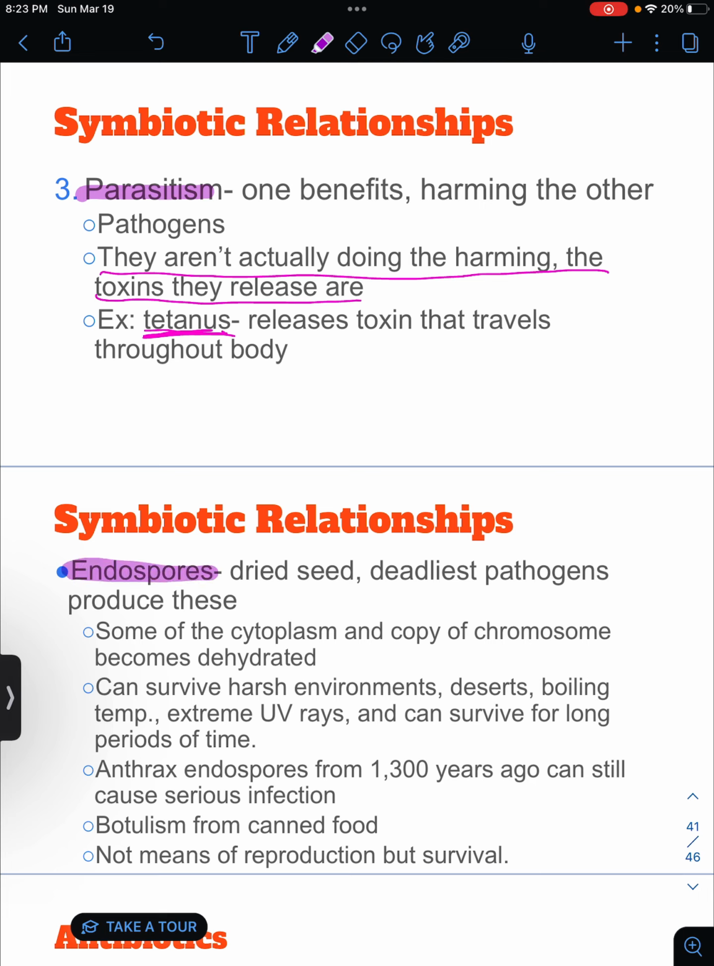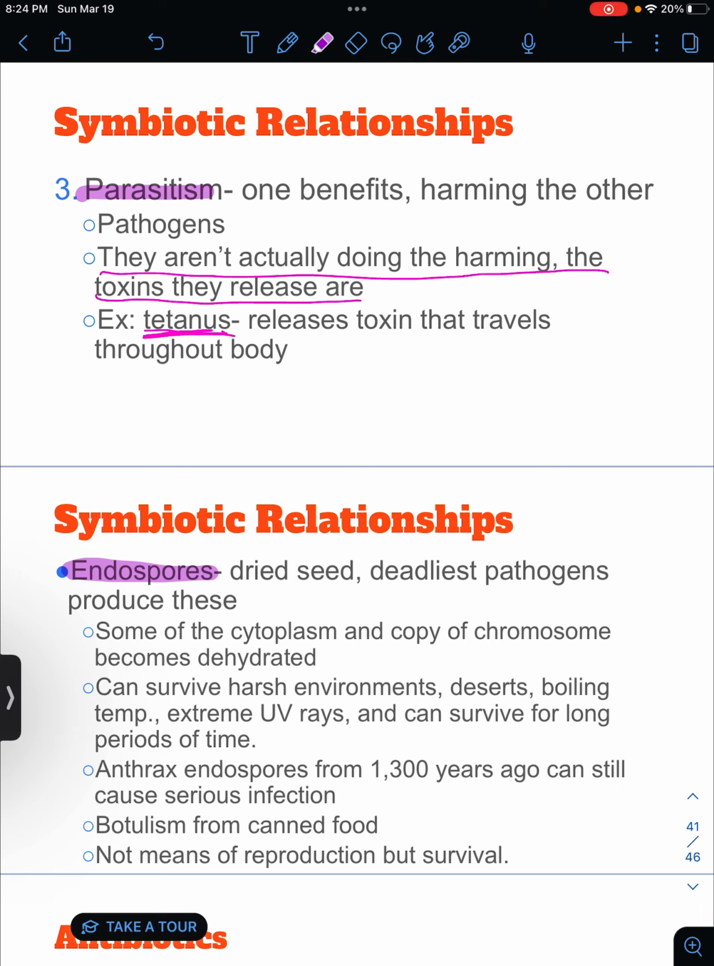Endospores. I don't know if you've ever heard of endospores before, but they're dried seeds. They're among the deadliest pathogens produced. The reason is that it's almost like laying dormant for as long as they want to. They can survive all these harsh environments and crazy temperatures. They can live forever, and then they can just pop out and start killing things.